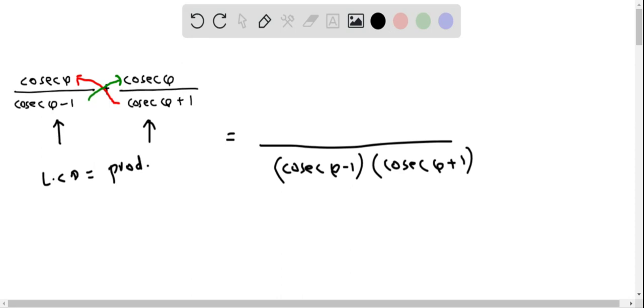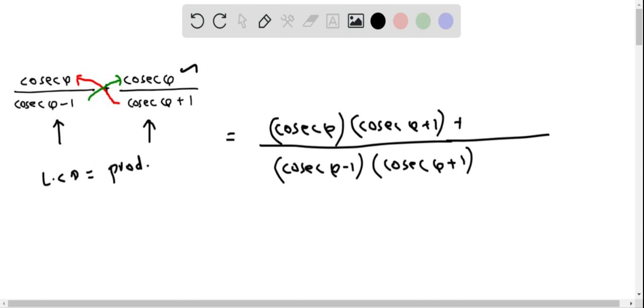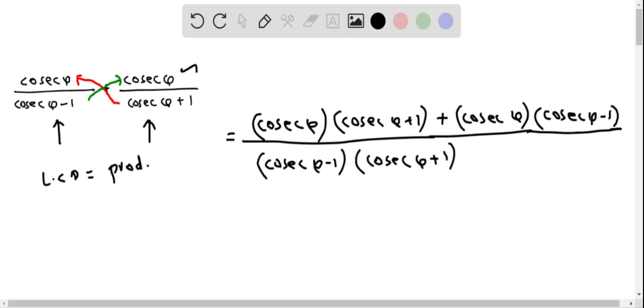So I can put that in the numerator. Therefore, this becomes cosecant phi times cosecant phi plus 1. And then we have the plus, and this term is cosecant phi multiplied with the cosecant phi minus 1. So we will have it like this. So let's simplify both the numerator as well as the denominator expression.